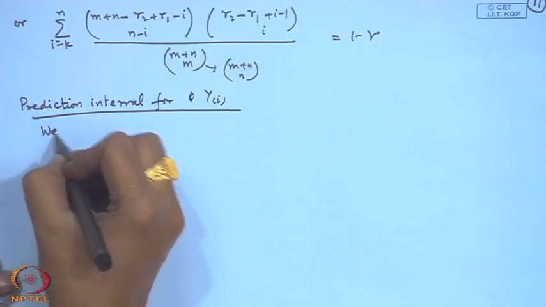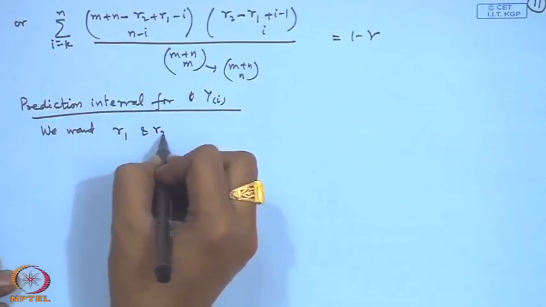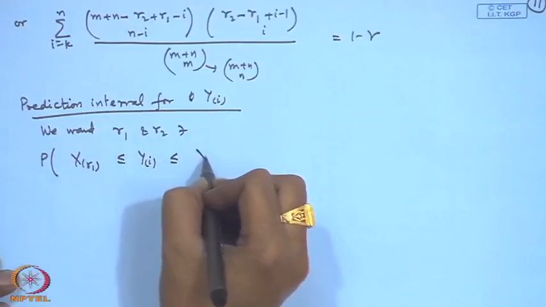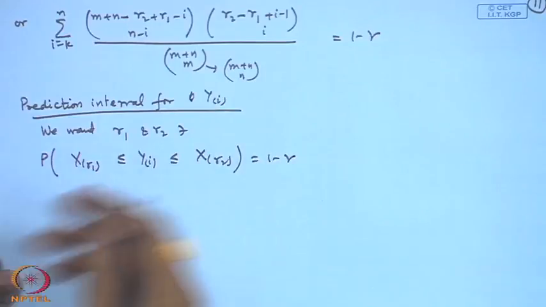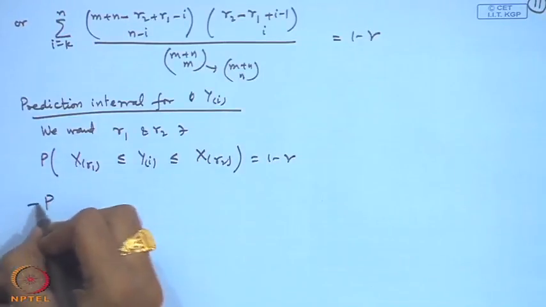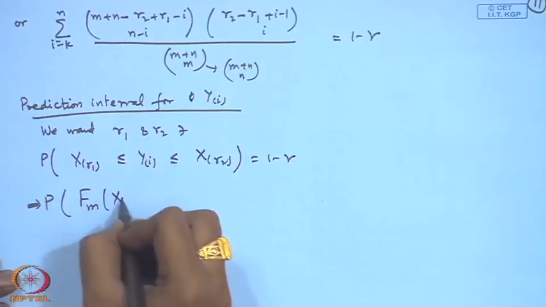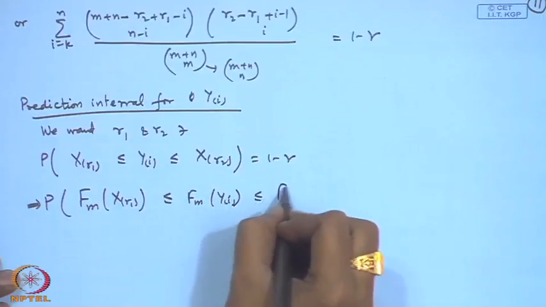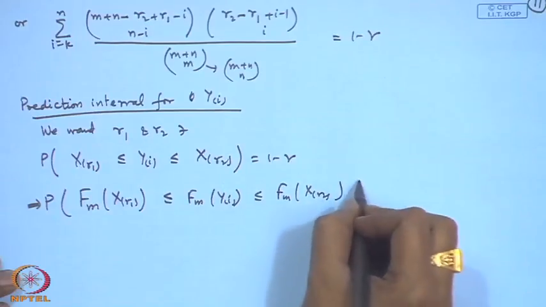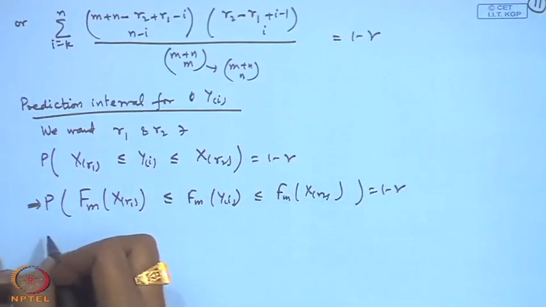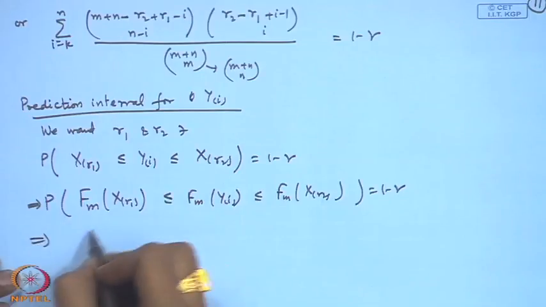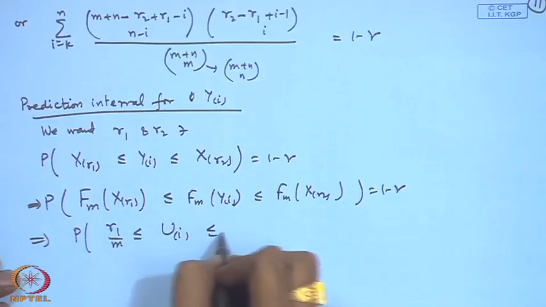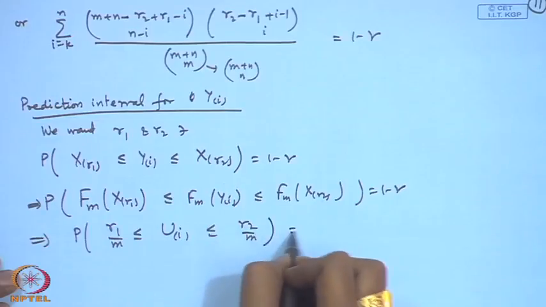That means we want r1 and r2 such that the probability of x_{r1} ≤ y_i ≤ x_{r2} is equal to 1 minus gamma. Let us take here the empirical distribution function. Then this is nothing but r1/m ≤ u_i ≤ r2/m, that is equal to 1 minus gamma.